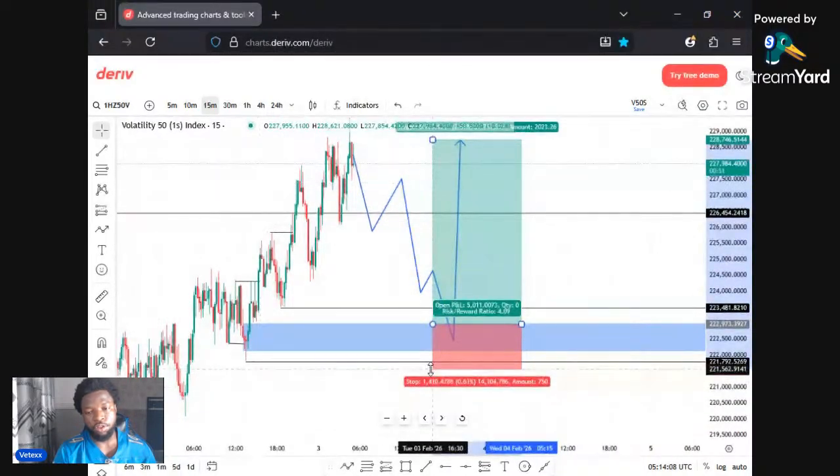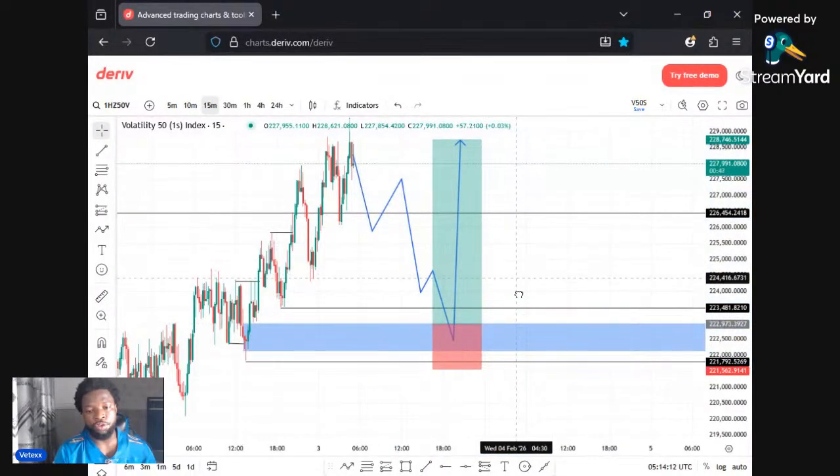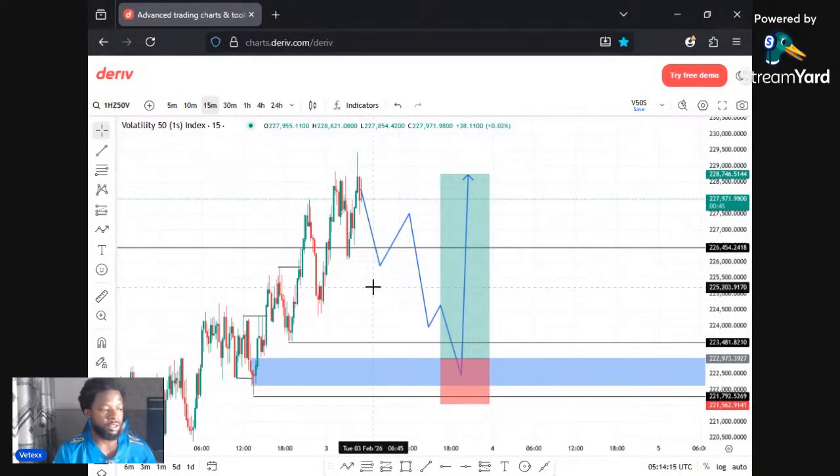So this is how to take quality trades. You know where price is coming from, you know where it's going to. So you follow the trend. Follow the trend.